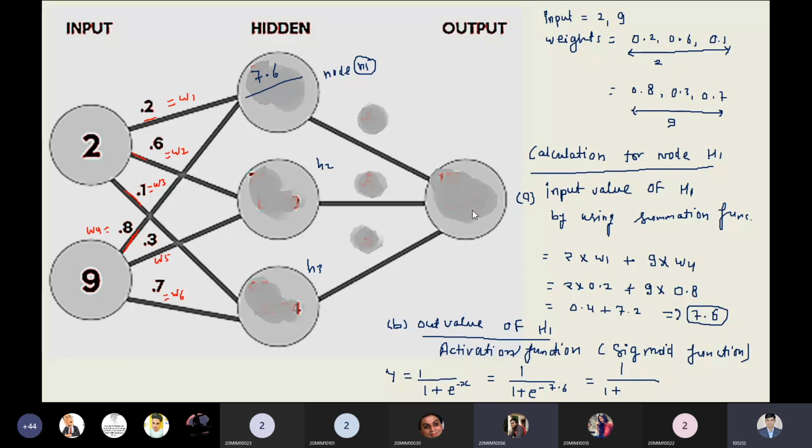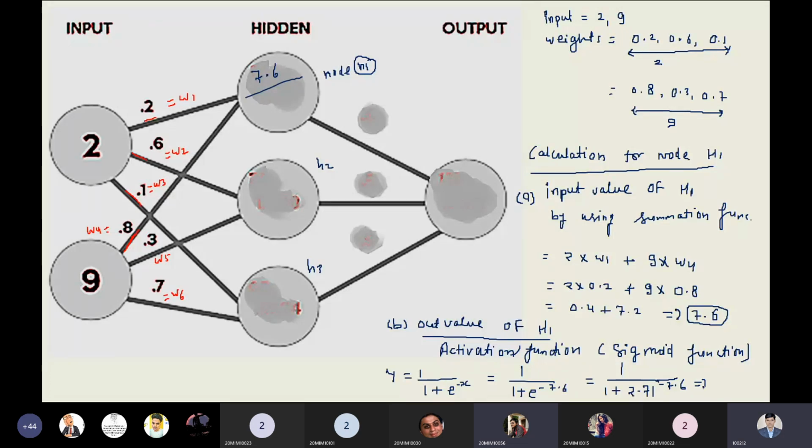2.713. Yes, sir. So just put this value and you can see. 2.713 to the power minus 7.6, and you can use your mobile phone or calculator right now to get the value and tell me what value you are getting.